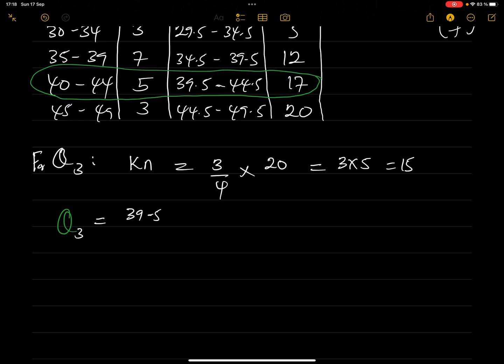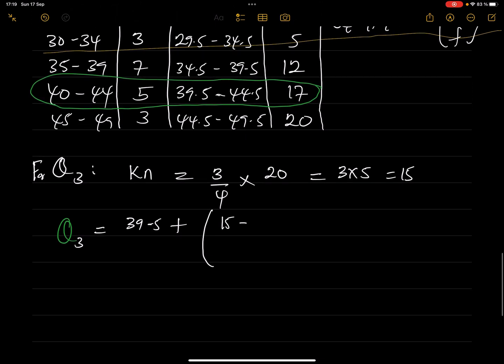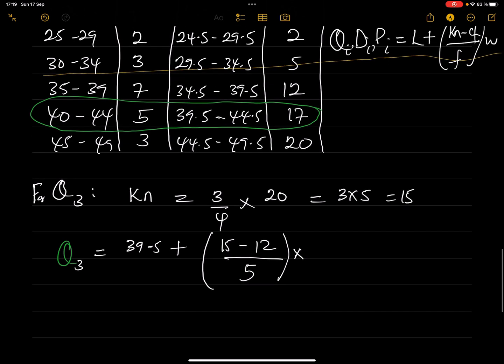39.5, plus, open a bracket, Kn, our Kn is 15, minus Cf, the cumulative frequency of the class before the location of interest, that is 12. Perfect. Divided by the frequency of the location of interest, in this case it is 5. And then multiply by the width. So what is now the width? It is no longer 1.